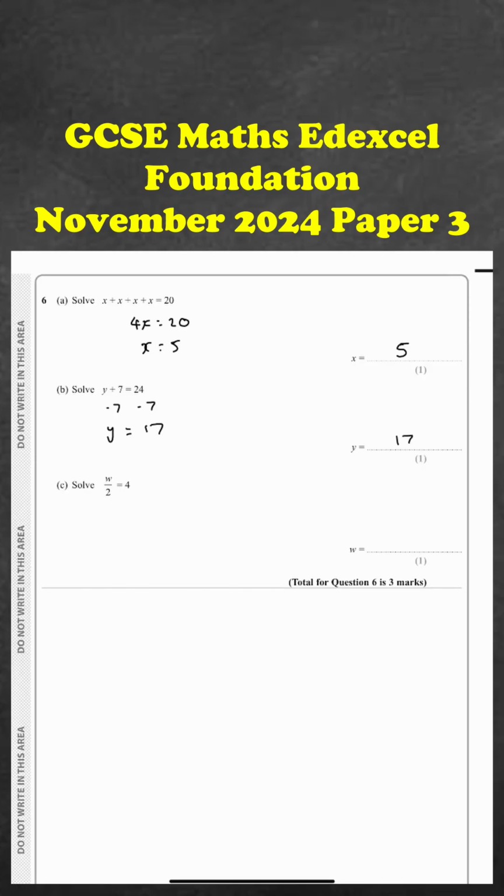And part C, solve w divided by 2 equals 4. We're going to times both sides by 2 here to get w on its own equals 4 times 2, which is just 8.